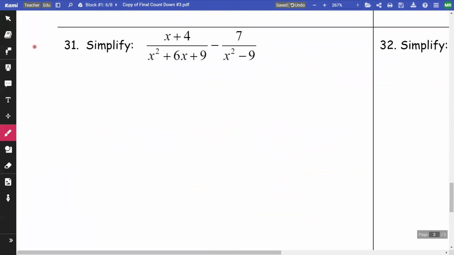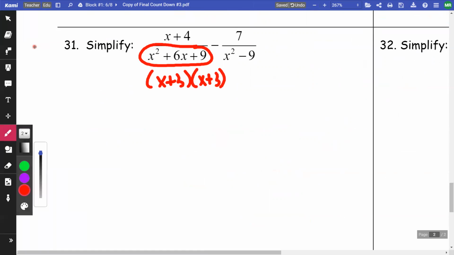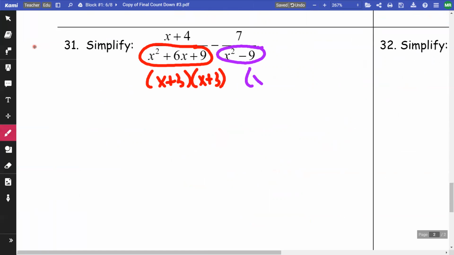On 31, we are going to factor. So I'm going to factor this. This is a perfect square trinomial. This is an x plus 3 squared. I'm going to write it as an x plus 3, x plus 3. This right here is a difference of 2 squares. I'm going to write it as an x plus 3, x minus 3.